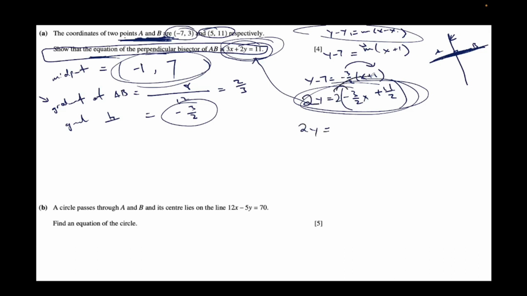2 times this, right? What's 2 times -3/2? If you don't know what that is, use a calculator. 3x. 2 times 11/2, you should know that, but if you didn't, just calculate it and you'll get this. And then you realize, all you have to do to make it look like this is move 3x to that side, plus 2y equals 11. And then you've proven it.